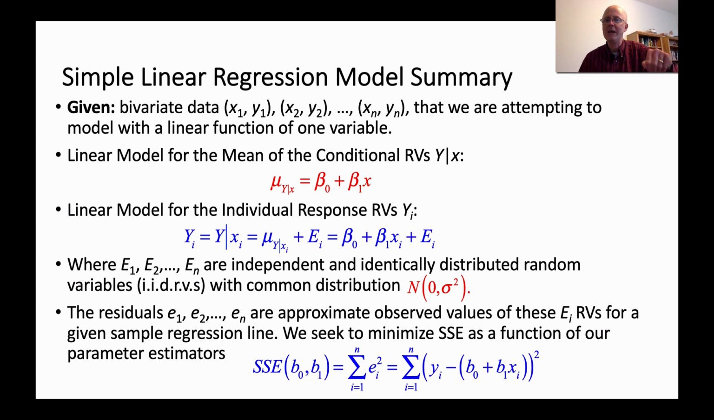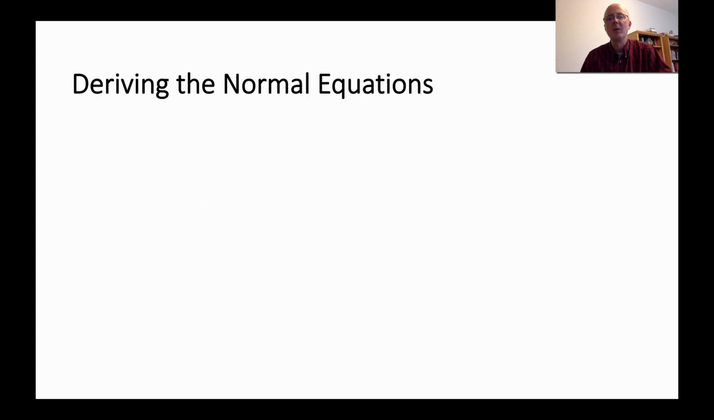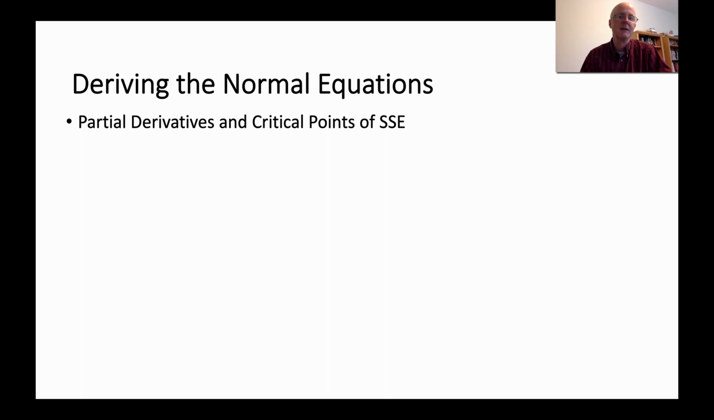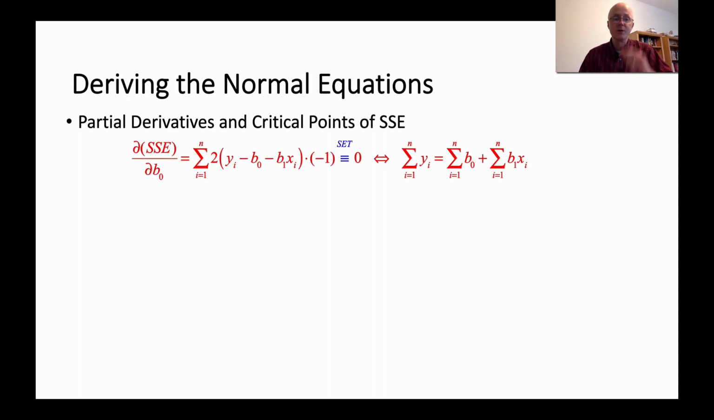Again, we'll see next week, hopefully, lectures 20 and 21, that you can think of this with a purely linear algebra approach without thinking about calculus. But for the moment, we're thinking about calculus. So we derive the normal equations, which are the equations to solve for b0 and b1, by taking partial derivatives, setting them equal to 0, and then rearranging to get the normal equations that you would have to solve to find critical points. So here's the partial derivative with respect to b0.